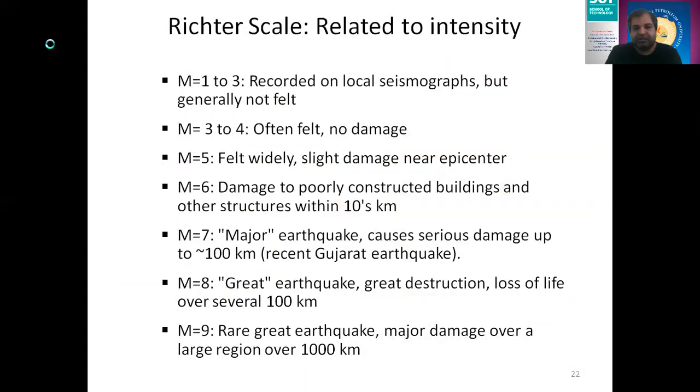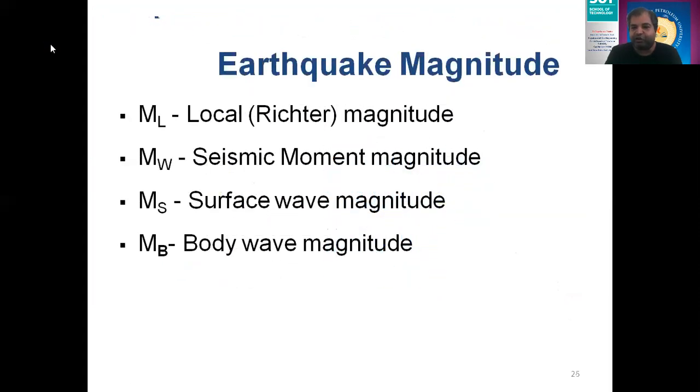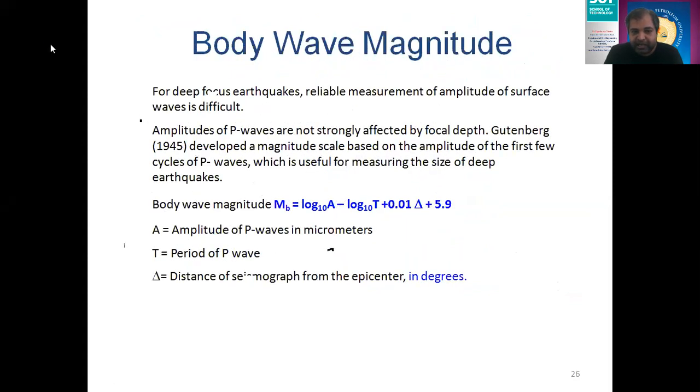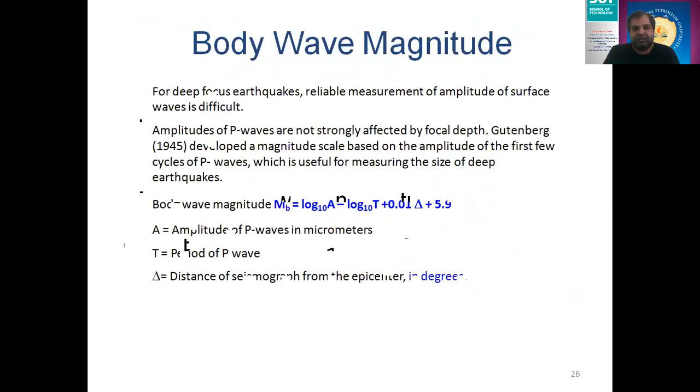Fine. So I have given a brief review of what we did last time. I hope you are aware. Now I am going further with today's lecture. We have already talked about ML last time, which is the Richter magnitude. Now we need to discuss the 3 magnitude scales, which are MS, MB, and MW today, right?